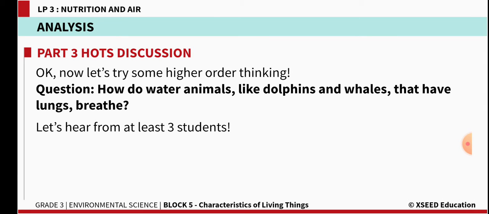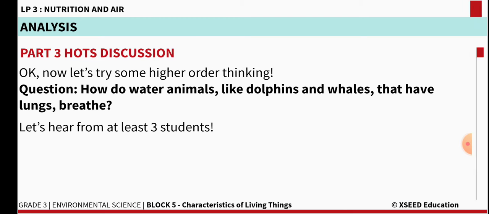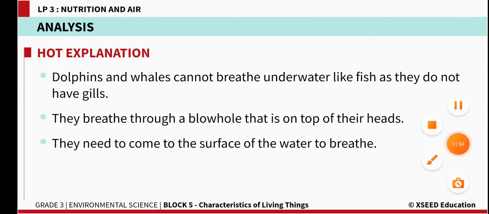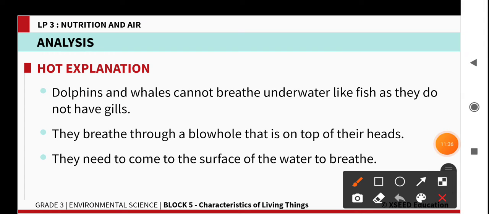How do water animals like dolphins and whales breathe? They have lungs for breathing. They are living in the water and they should have gills like fishes, but they have lungs. They are breathing through lungs.